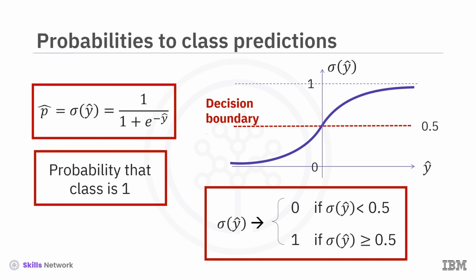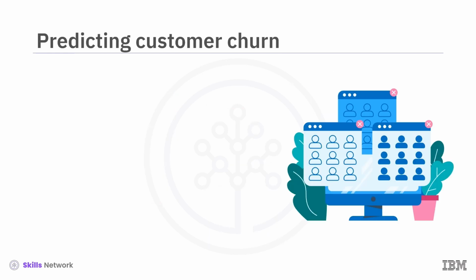To assign the class to the observation, simply define a threshold like 0.5 and assign the observation to 1 if its probability is greater than 0.5 and 0 otherwise. This threshold is known as a decision boundary. What is the output of the customer churn model when we use the sigmoid function? The churn probability is denoted as the probability that y is 1 given the data x.